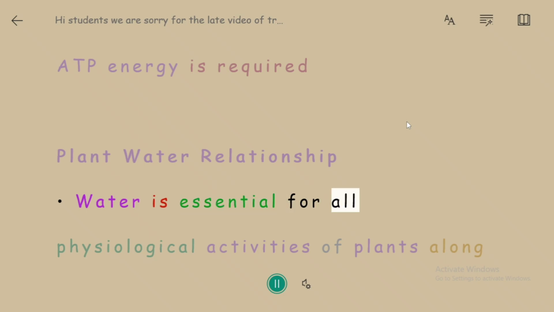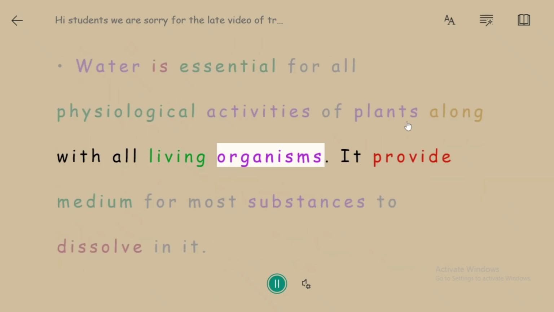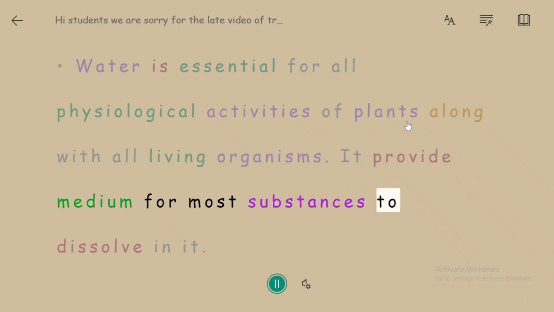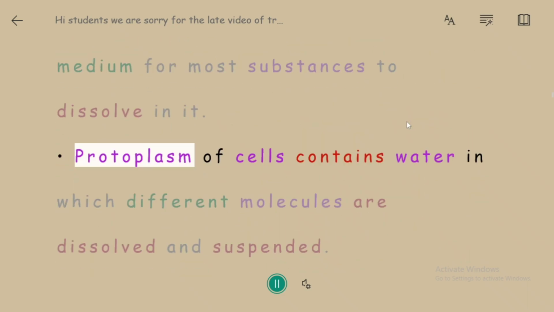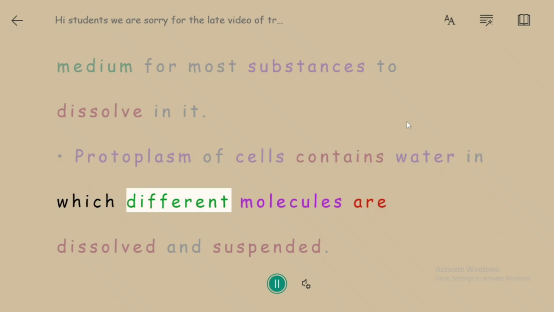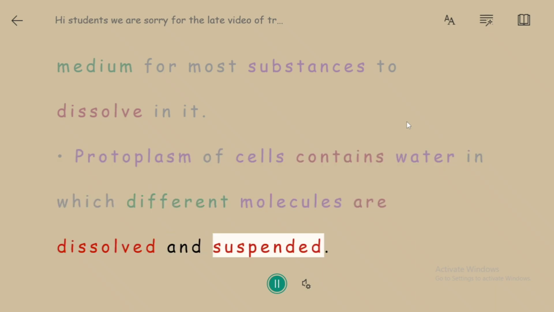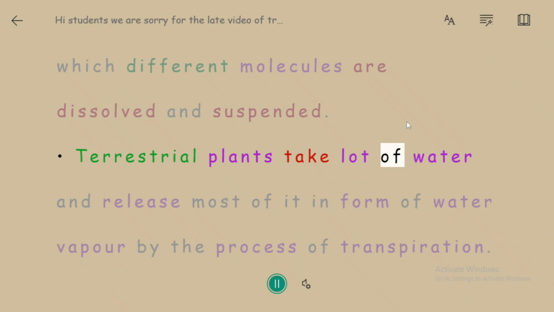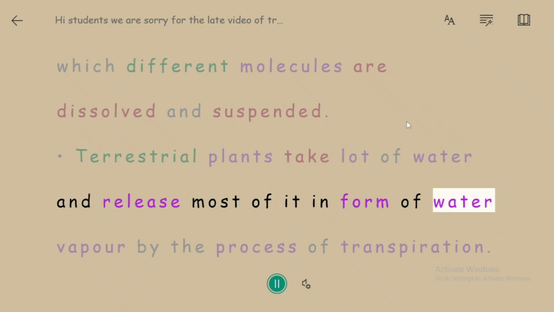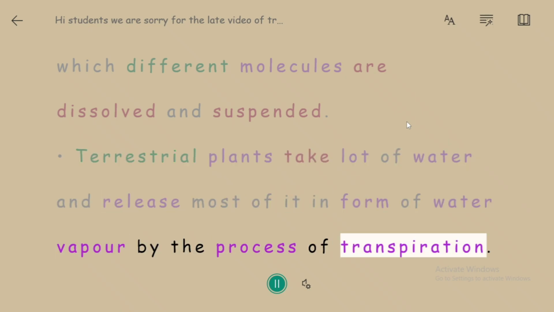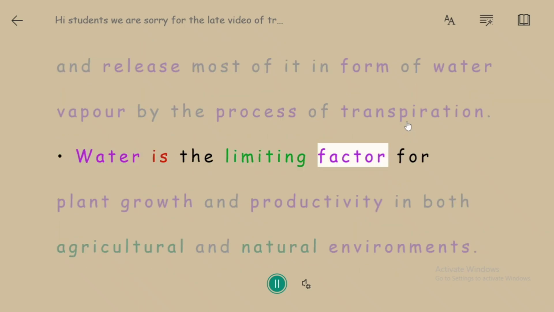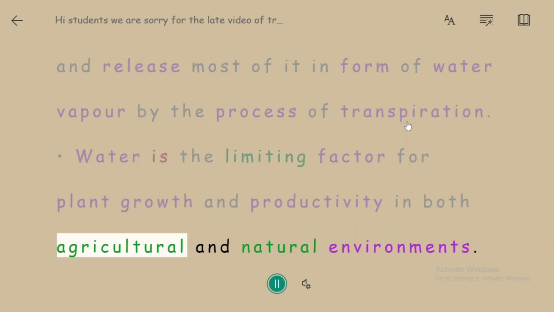Plant-water relationship. Water is essential for all physiological activities of plants, along with all living organisms. It provides a medium for most substances to dissolve in. The protoplasm of cells contains water in which different molecules are dissolved and suspended. Terrestrial plants take in a lot of water and release most of it in the form of water vapor by the process of transpiration. Water is the limiting factor for plant growth and productivity in both agricultural and natural environments.